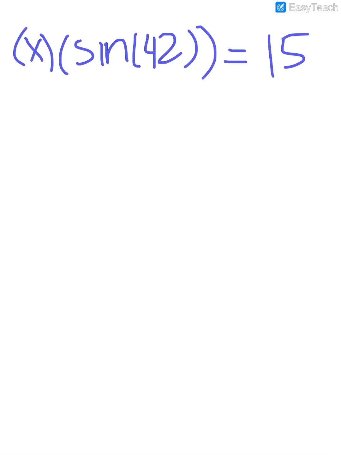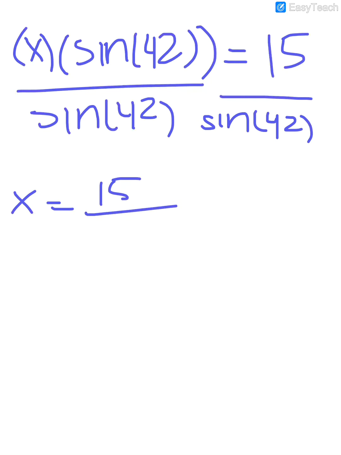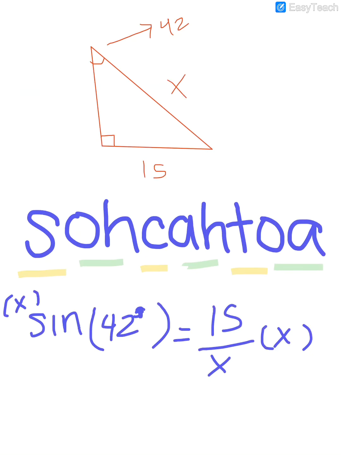And then to get x alone, we're going to divide both sides by sine of 42, which means x is equal to 15 over sine 42. And once again, we cannot do trig in our head. This is something you will be plugging into the calculator. And when you plug it in, you should get the value for the hypotenuse.